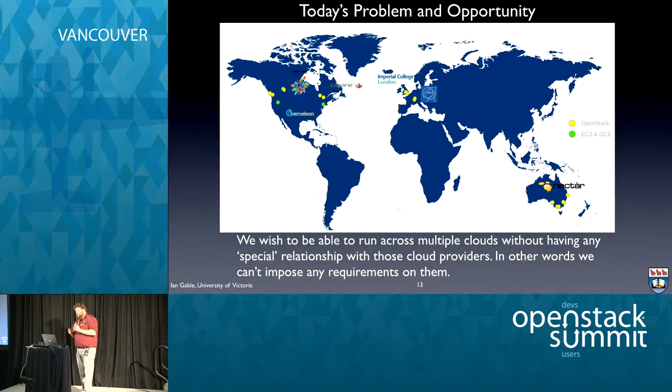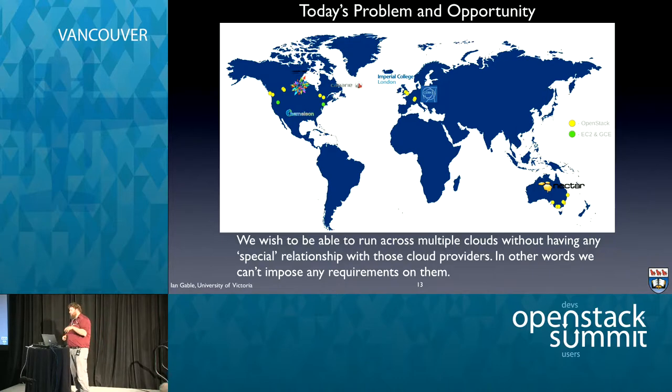So here's today's problem, and it's also an opportunity. These yellow dots that you see scattered in Australia, Europe, and North America are the OpenStack clouds to which we have access today. These are primarily at universities and research institutions around the world. We're also using EC2 and Google Compute Engine, but we're primarily using OpenStack. So the problem that we have is we want our jobs to run across these many different clouds, and there wasn't a particularly easy way to do that.